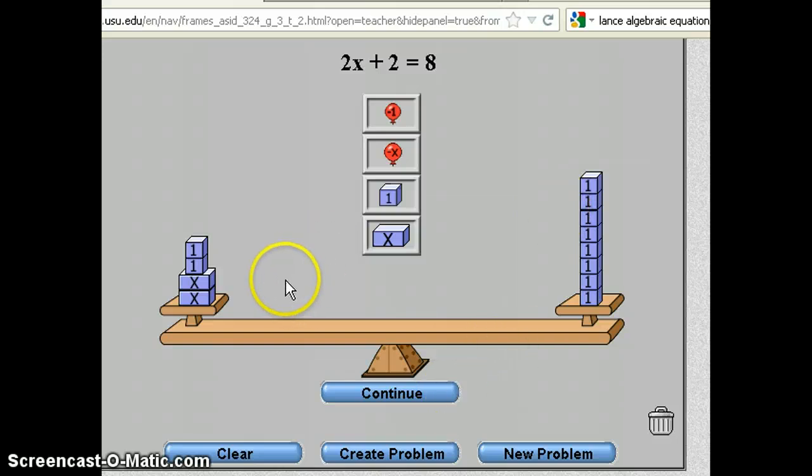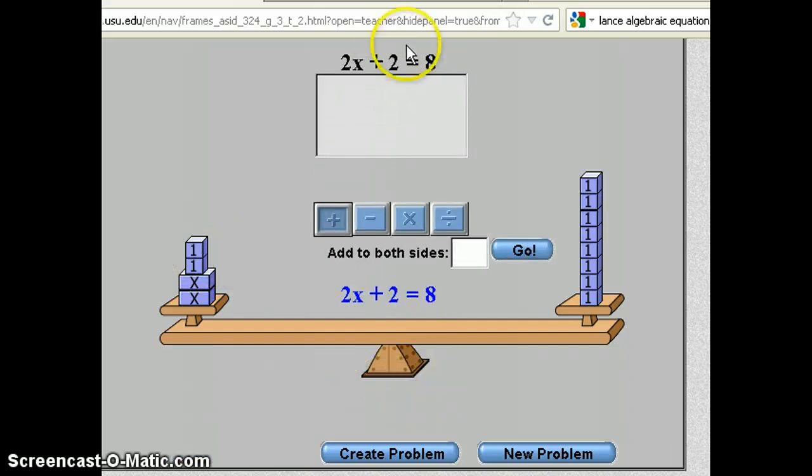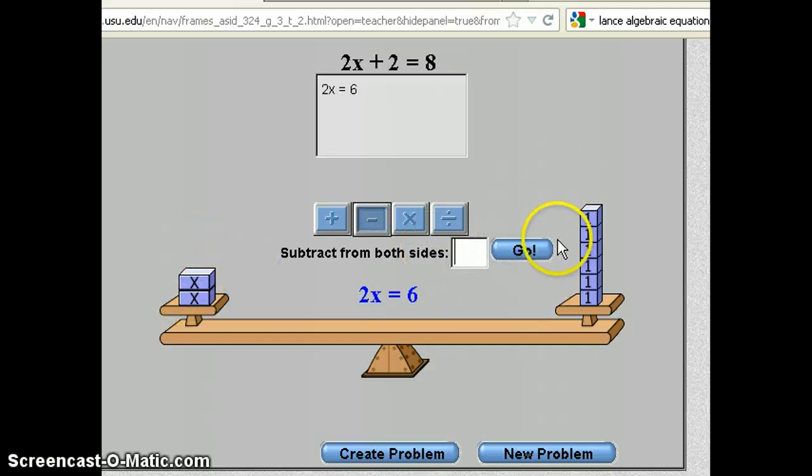So what do we want to do? Well, we want to start by hitting continue. And then we want to get rid of the adding 2. Opposite of adding is to subtract. We're going to subtract 2. If you notice, 2 blocks disappear from both sides. Kind of like the balloons, but a little bit different. Now we have 2x blocks over here and 6 over here.